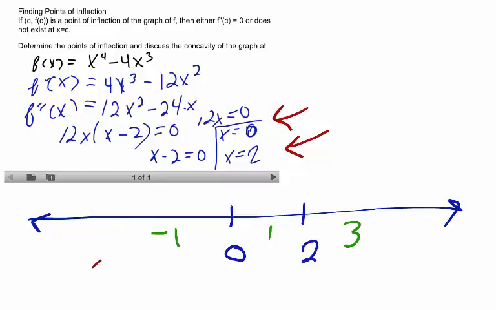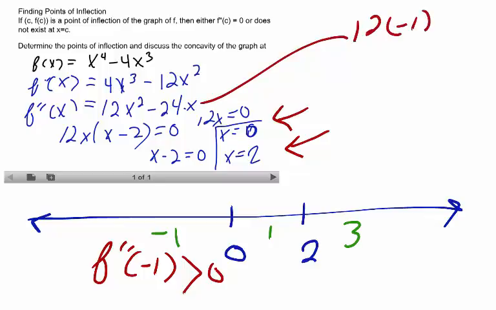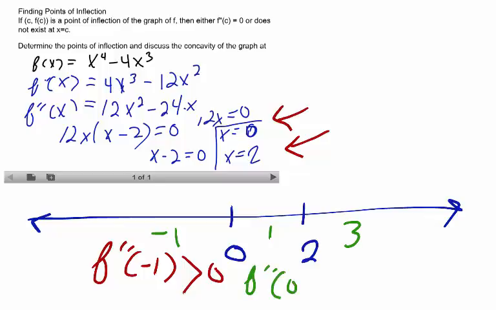Evaluating f''(-1) by plugging it into the second derivative gives us a value greater than 0, since 12 times negative 1 squared minus 24 times negative 1 equals a positive number. When f''(1) is evaluated, it turns out to be negative, or less than 0. And when we evaluate f''(3), our last test point, that turns out to be greater than 0.